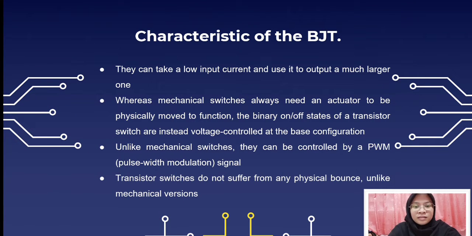Characteristics of the BJT. First, they can take a low input current and use it to output a much larger one. Second, whereas a mechanical switch always needs an actuator to be physically moved to function, the binary on or off state of a transistor switch is instead voltage controlled at the base. Unlike mechanical switches, they can be controlled by PWM, pulse width modulation signal. Transistor switches do not suffer from any physical bounce, unlike the mechanical version.